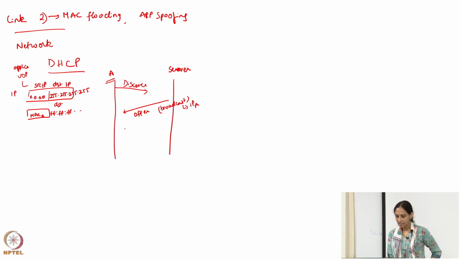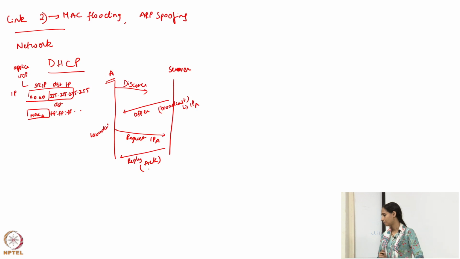But the way DHCP is, this guy explicitly requests that particular IP address. It will say, give me this IP address. This is also broadcast. All this is broadcast, in fact. And then it will reply with an ACK that yes, take that particular IP address. So this is a DHCP ACK. Okay, so this is how the DHCP protocol works. That's how they have designed it.